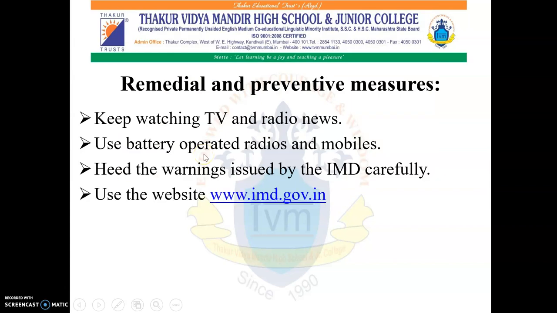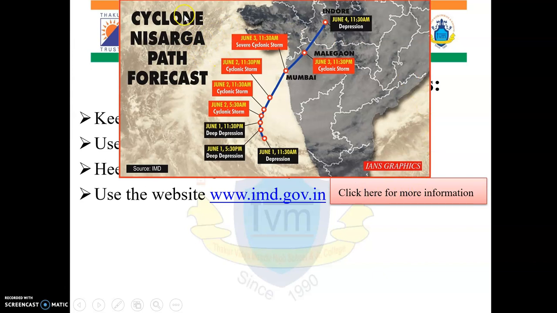Use the website www.imd.gov.in. Let us see what kind of information is provided by IMD. Recently, there was cyclone Nisarga near Mumbai, right? So this forecasting was already done by the IMD department in advance. You can see over here the date, timings, everything was mentioned, that there are chances that this cyclone will follow this particular route. So all this information is provided by IMD.